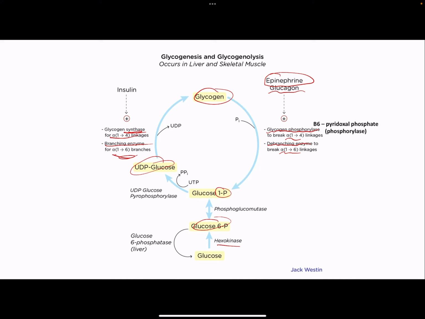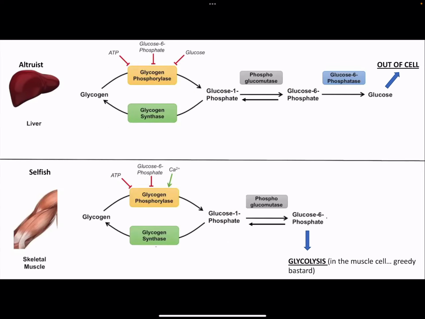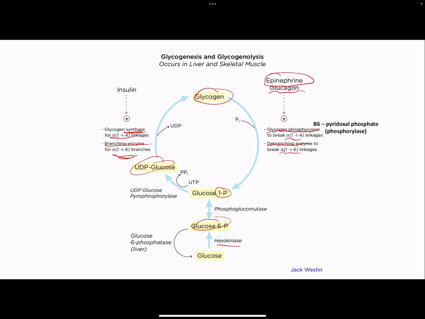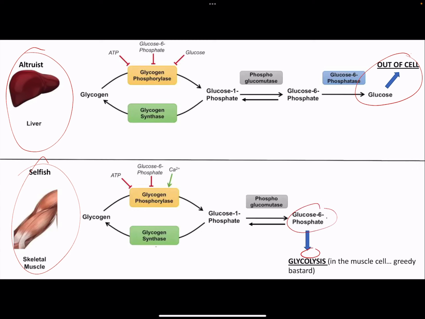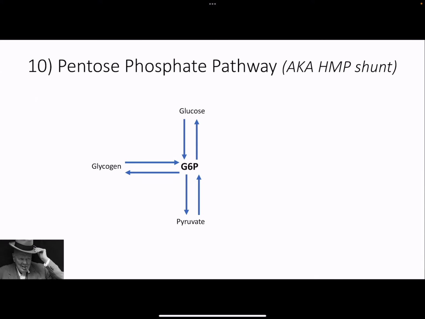And breaking down, remember, is pyridoxal phosphate, which is a phosphorylase. This is a phosphorylase. We're breaking things down with phosphates, but its cofactor is the B6. And I just think of B6 as pure, as in Pyrenos. And I've said this a million times before. This is our altruist. It's breaking everything down and pushing it out of the cell into the blood to feed the rest of the body. And these guys are selfish. They get here and then they make the glucose, not shown, and that just goes straight into glycolysis in the skeletal muscle.